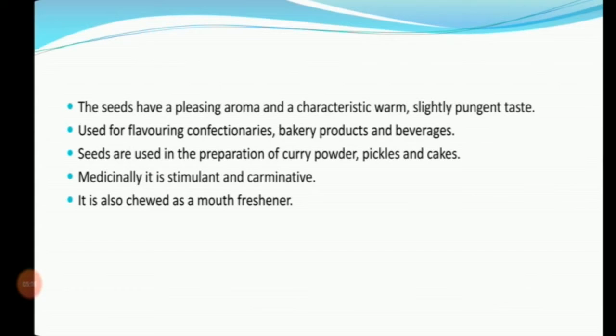Cardamom is used for flavoring confectioneries, bakery products and beverages. Seeds are used in the preparation of curry powder, pickles and cakes. Medicinally, it is a stimulant and carminative. It is also chewed as a mouth freshener.